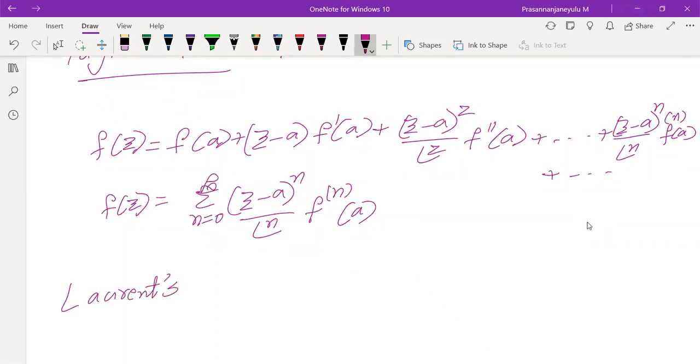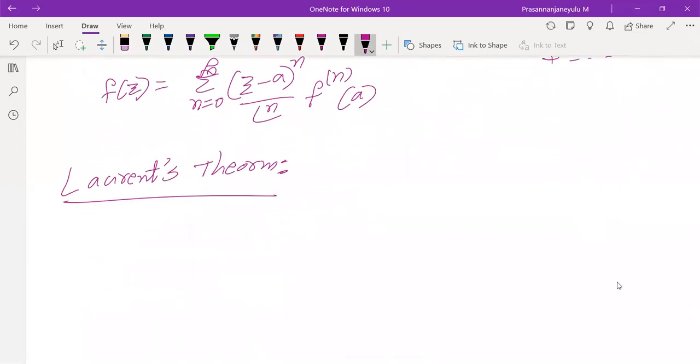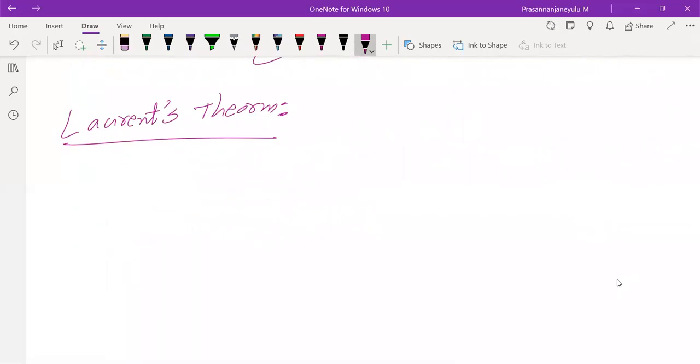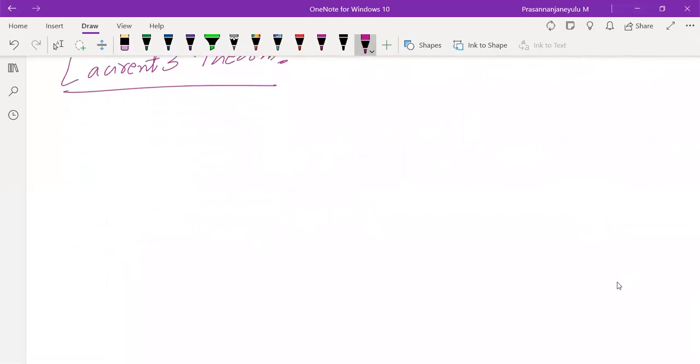Laurent theorem. Compared with Taylor's theorem, the Laurent theorem statement is very, very important, because the statement itself will take nearly half a page, nearly 8 to 10 lines. So, Laurent theorem, I am writing just as a statement. I am writing only the formula.